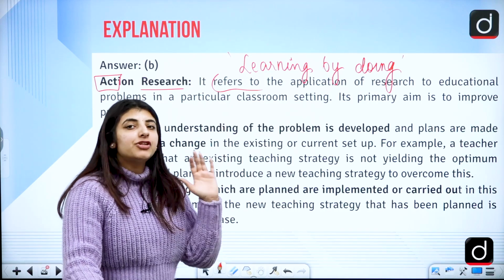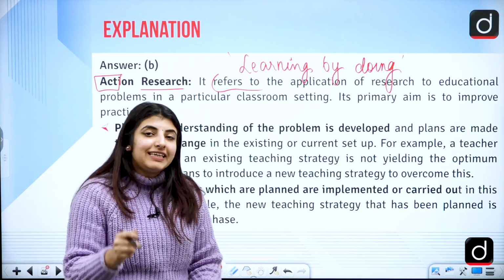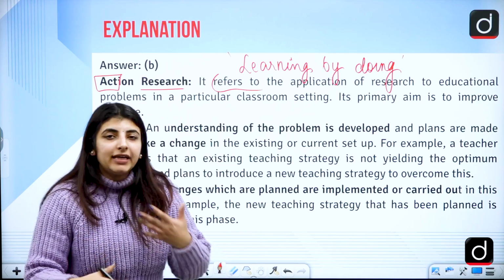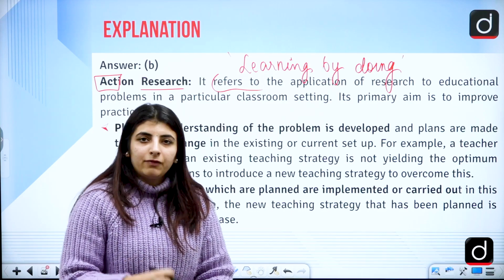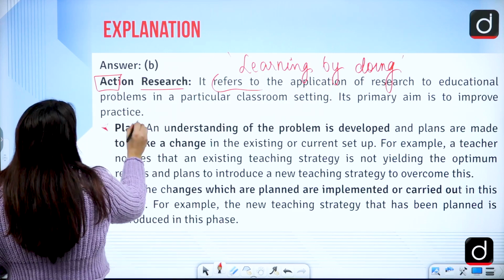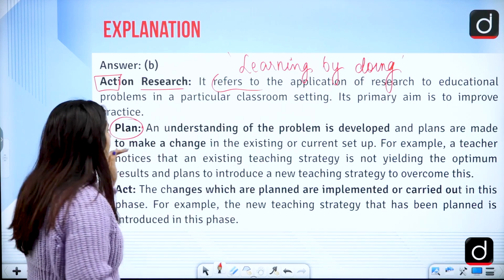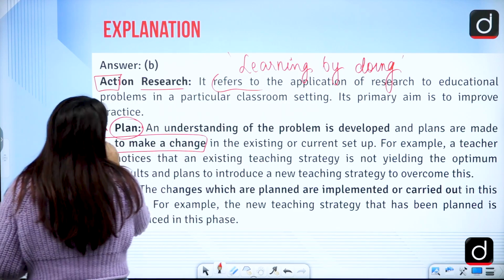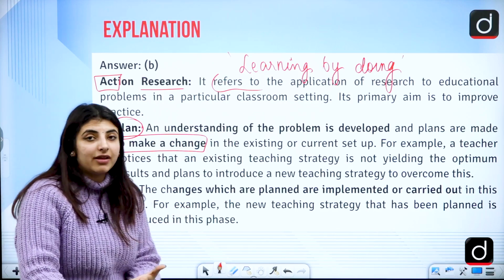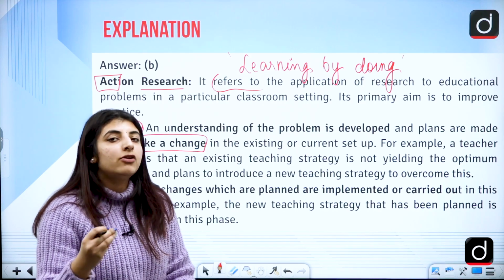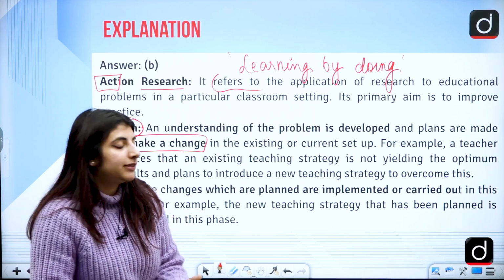And this type of research is mostly used in the teaching learning process, in the educational paradigms, to see if there are any new learning methods which can be incorporated in the classrooms for a better learning environment, right? So first of all, we have plan here. An understanding of the problem is developed and plans are made to make a change. So if there is a teacher who sees that the traditional methods are not appropriate for the students, she will use certain other methods, right?